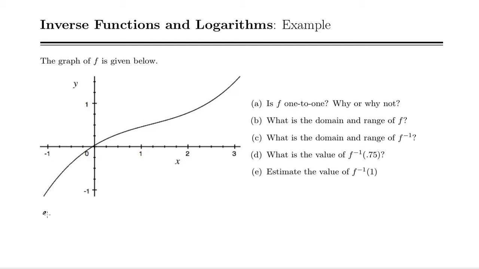So this passes the horizontal line test. So for part A, f is 1 to 1, because it passes the horizontal line test.